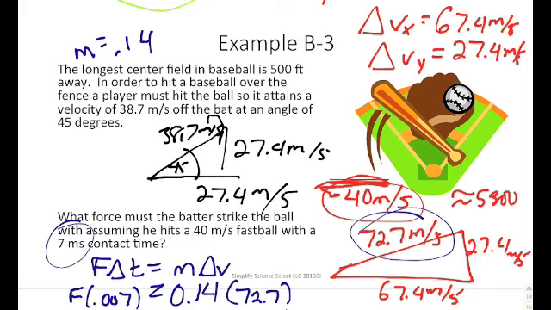So you're going to take 0.14, multiply it by 72.7, and divide it by 0.007. And when you do that, you end up with a force value. It's a really, really large force value of 1,454 newtons. Okay, it's a pretty big force value for hitting a baseball.